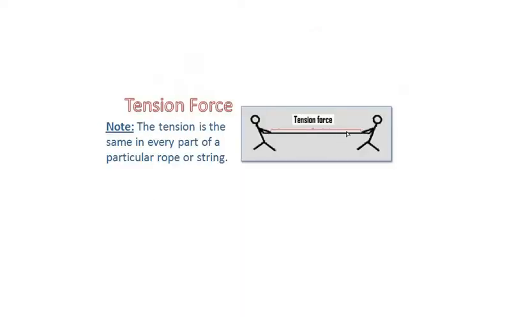Tension force. Tension force is the force that a string or a rope applies on an object to pull it. For example, in this case, we have tension force here and here on this point. And the tension is the same in every part of a particular rope or string. Like the magnitude of tension here is equal to the magnitude of tension here because we have the same rope in between them.